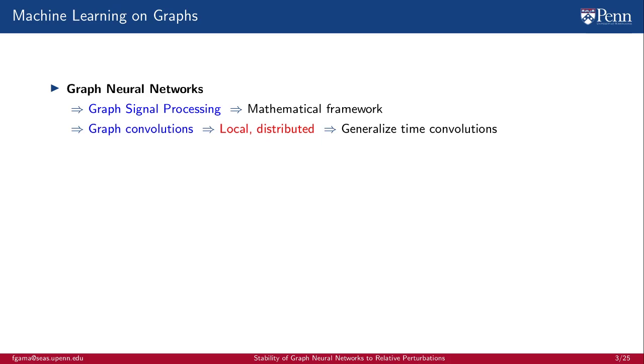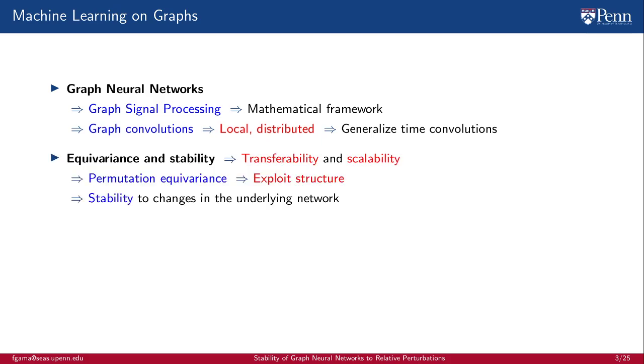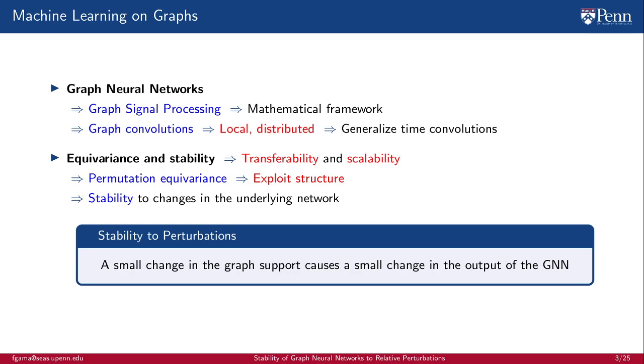GNNs defined this way are local and distributed, but this is certainly not enough to justify they are a good choice. We also need scalability. To get there, I will prove equivariance and stability properties of GNNs. Permutation equivariance means that the GNNs effectively exploit the data structure, while stability guarantees similar outputs on similar graphs. Together, they give us transferability and scalability. So the main result to discuss today is stability to perturbations, which guarantee that a small change in the graph support causes only a small change in the output of the GNN.